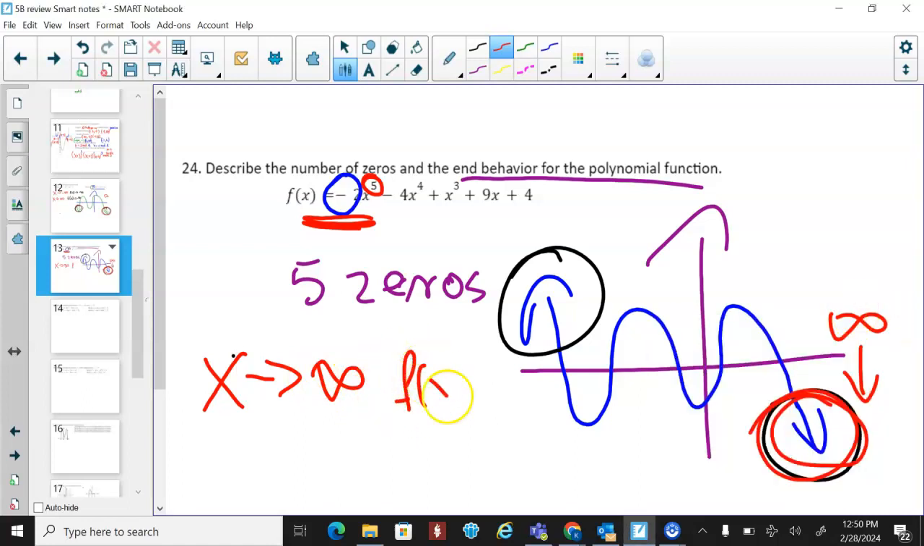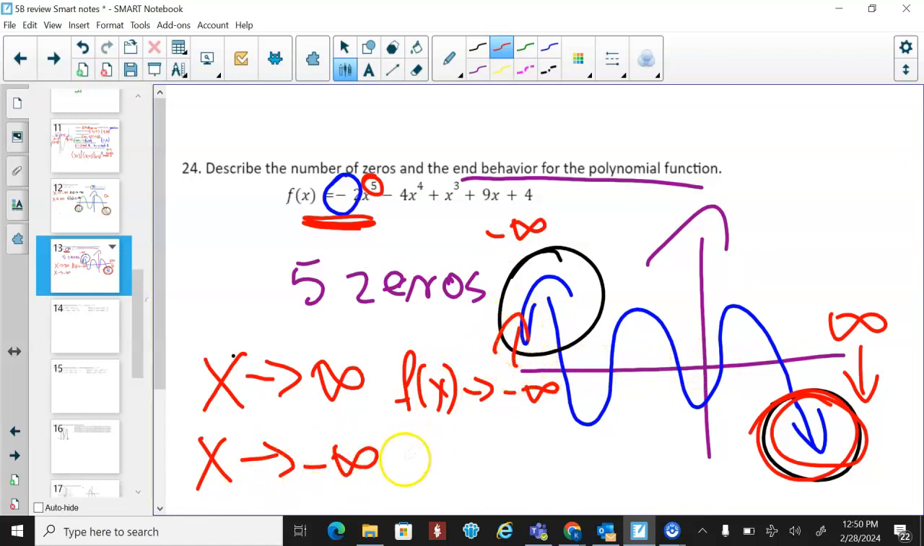So my f of x is traveling down. I also know that on the negative side of my x's, so when x is traveling toward the negative side, going this way, my function is traveling up because it's the opposite, right? So just make sure you understand that whichever end, because it's an odd function, when it goes down, the other one has to go up.